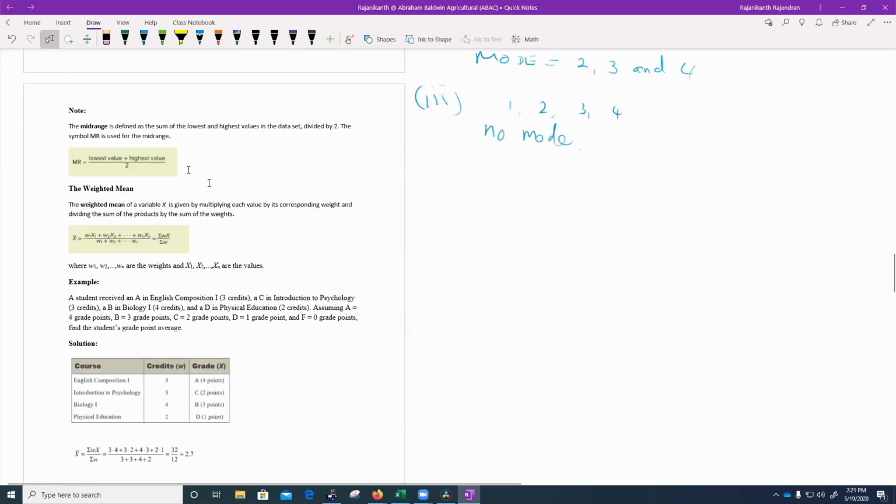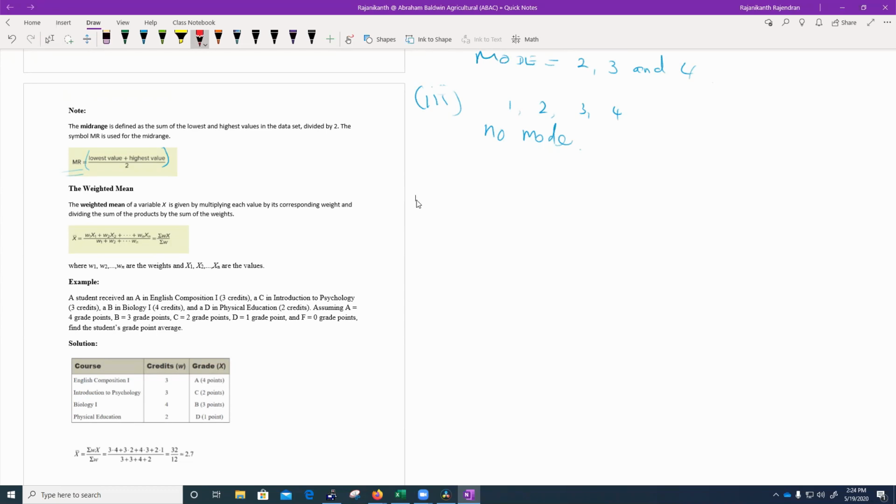The mid-range of the data values, we denote by MR for mid-range. The mid-range of the data set is simply the average of the lowest and the highest value. Simply add the lowest and the highest, then divide by 2. So, which is my mid-range. Okay.